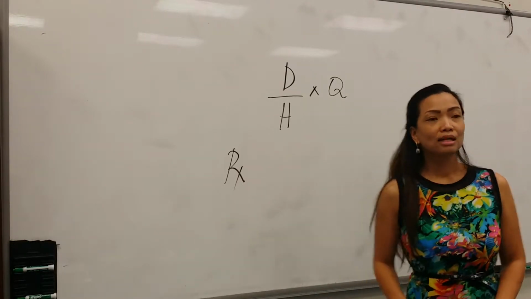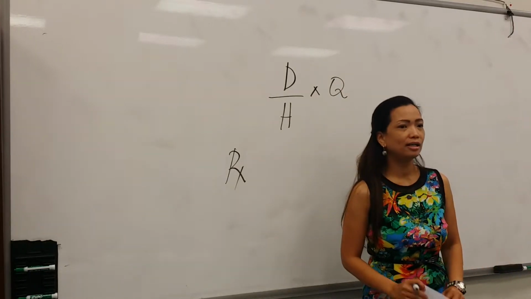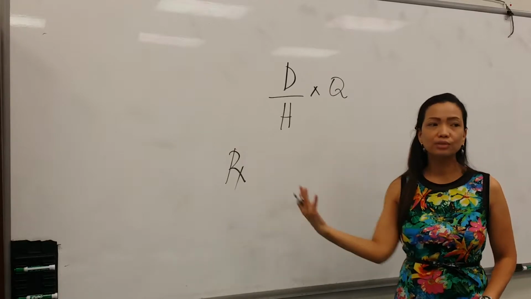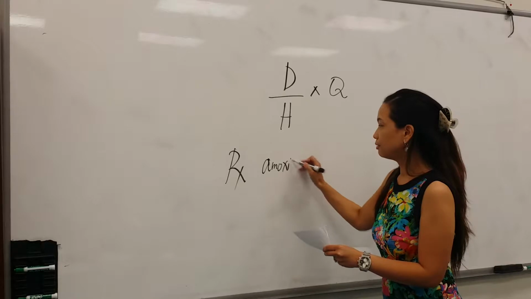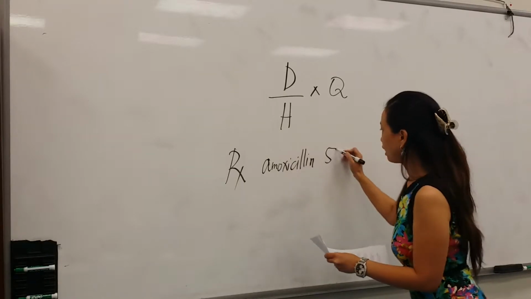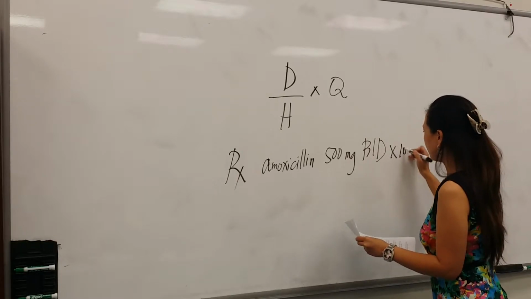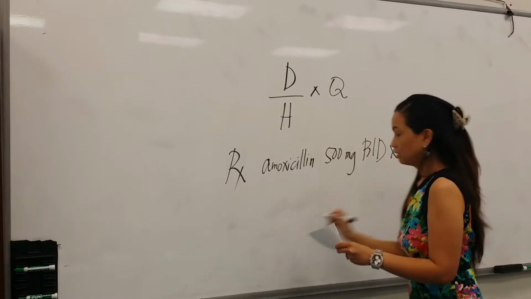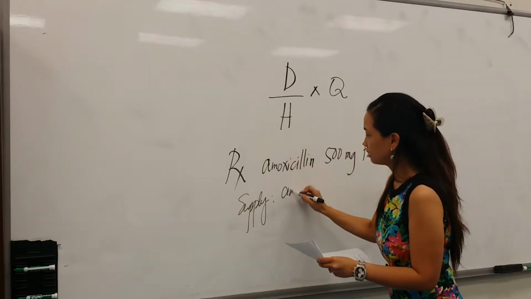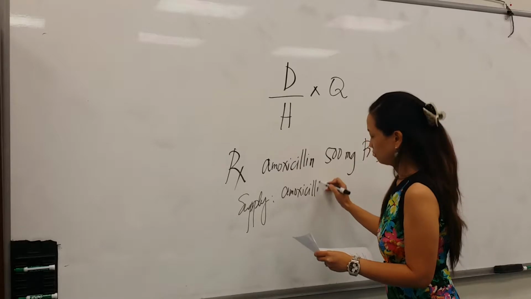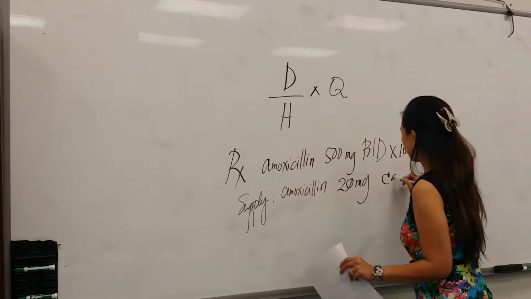Is that clear? I don't like using this formula. I'll tell you why in a little bit. Okay? But let's try to use it. Number 1, prescription for amoxicillin, 500 milligrams BID times 10 days. Your supply is amoxicillin, 250 milligrams, 250 milligram capsules.